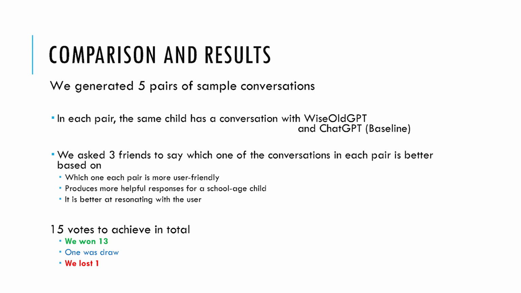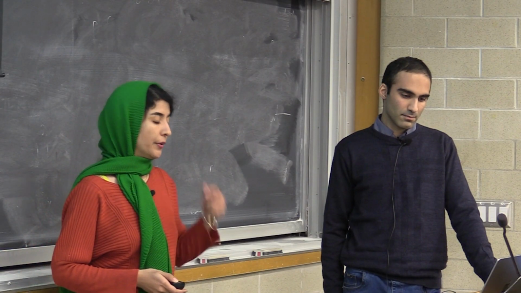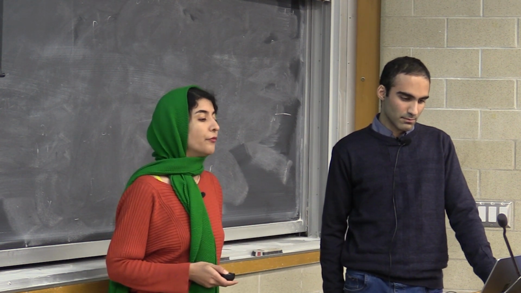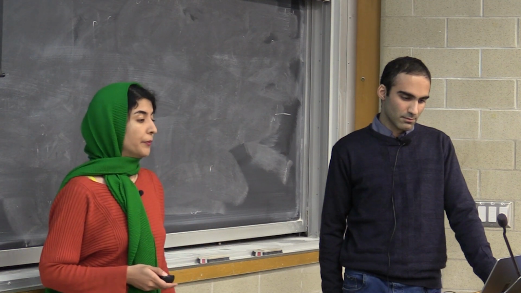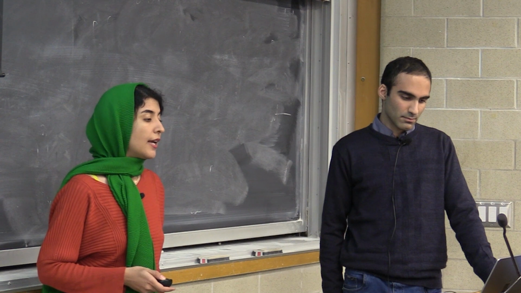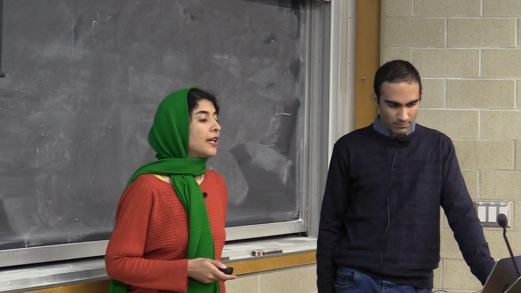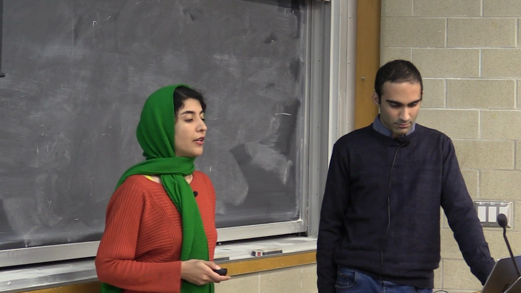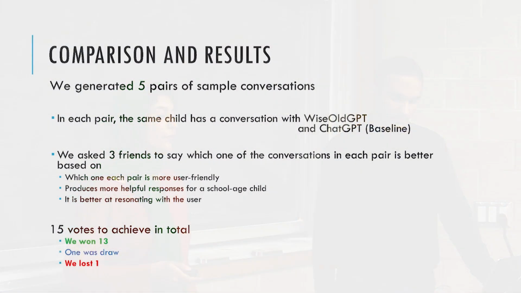The metrics were: which one is more user-friendly, which one produces helpful responses for a school-age child, meaning how understandable the output is for a child, and whether it is supportive for a child or not. We didn't tell them which one is WiseOldGPT and which one is ChatGPT. Because we have 5 pairs of sample conversations and 3 people, in total we have 50 results, and we won 13 results and we lost 1 in our result.